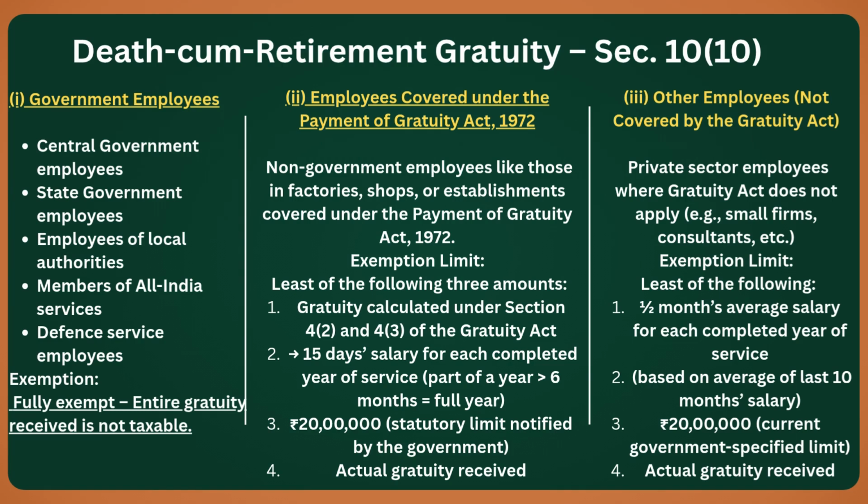Employees covered by the Payment of Gratuity Act, 1972: for non-government employees whose employer is covered by the Gratuity Act, the exemption is limited to the least of 15 days' salary for each completed year of service, or part exceeding 6 months; 3,50,000 rupees; actual gratuity received. Other employees not covered by the Gratuity Act: for private sector employees not covered by the Gratuity Act, the exemption is the least of half month's average salary for each completed year of service; 3,50,000 rupees; actual gratuity received.